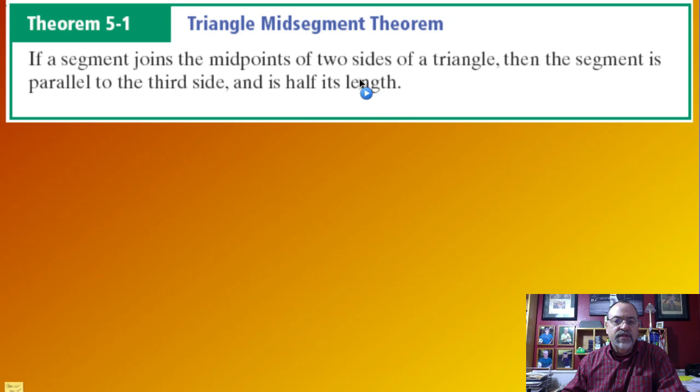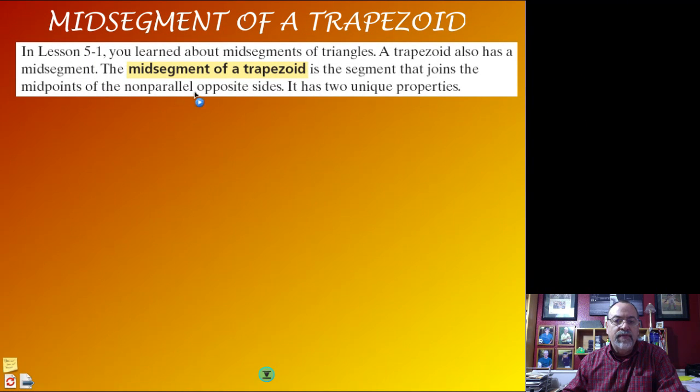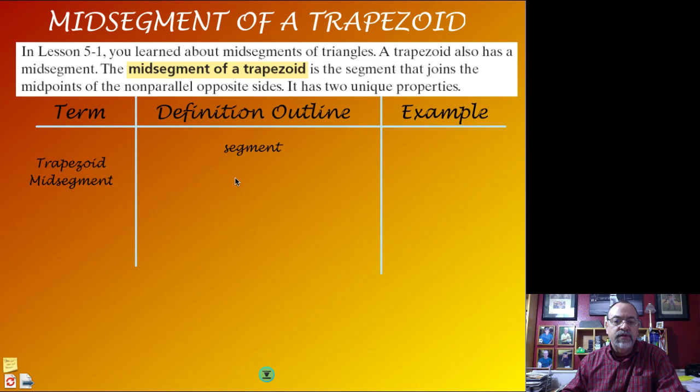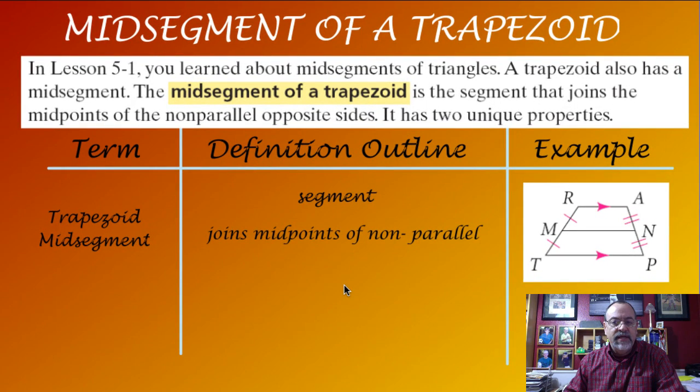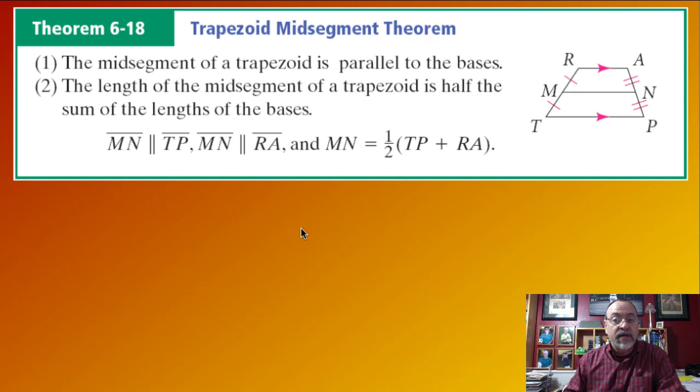And we're going to do much the same thing with the trapezoid, where we're going to connect the midpoints of the two non-parallel sides, and if we do, that is the midsegment of the trapezoid. So a trapezoid has a midsegment much like the triangle did, and again it connects the two midpoints of the non-parallel sides. So again, we need to be sure that we're connecting the midpoints of the sides. Now, if that's the case, it creates two characteristics, much like the triangle midsegment did.